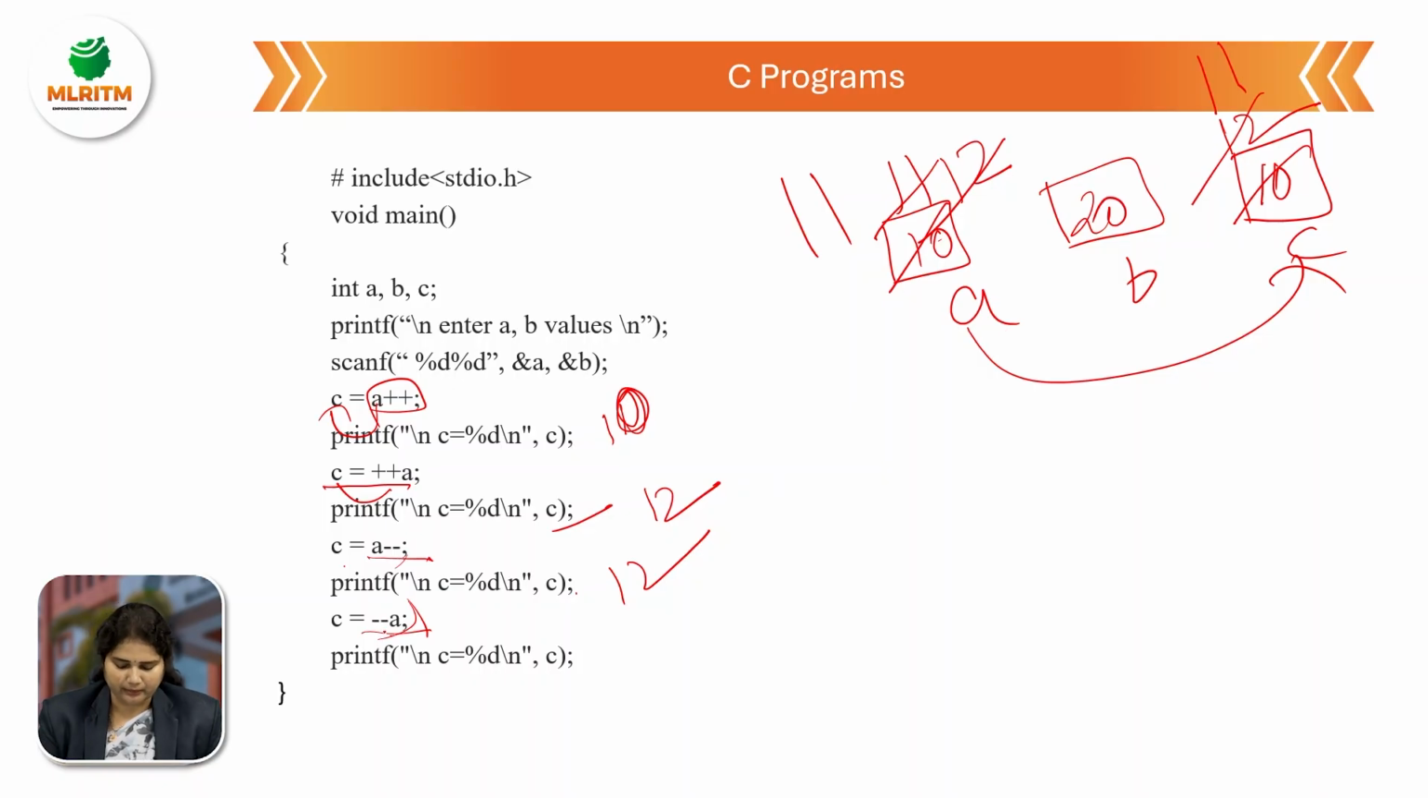A value will be decremented, the value is what? 10, and that is initialized to C. Okay. Now we see value how much? 10. 10 will be the output. Like this, we will get the values of C.